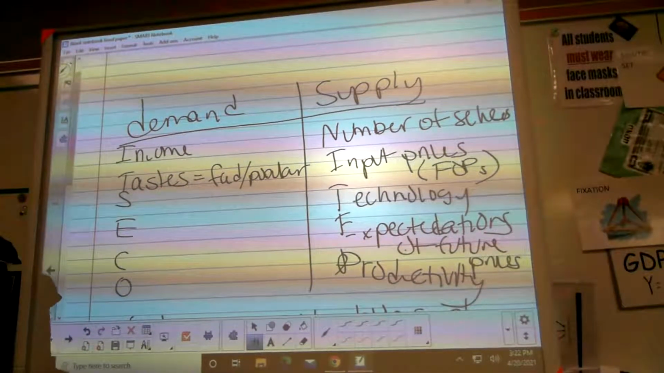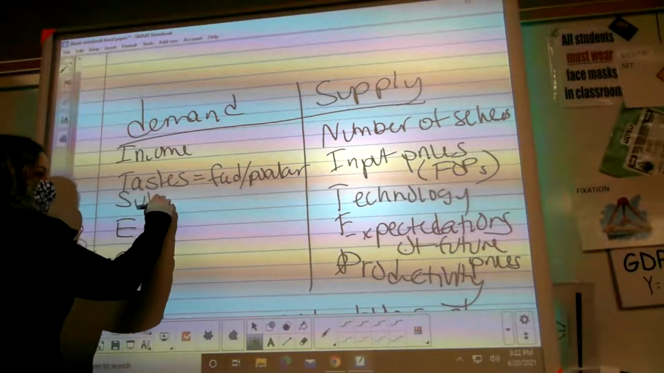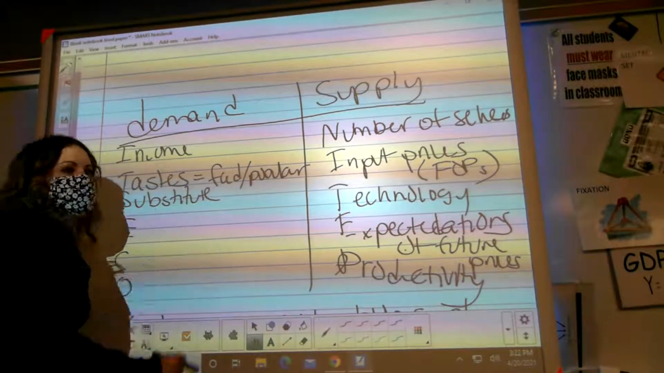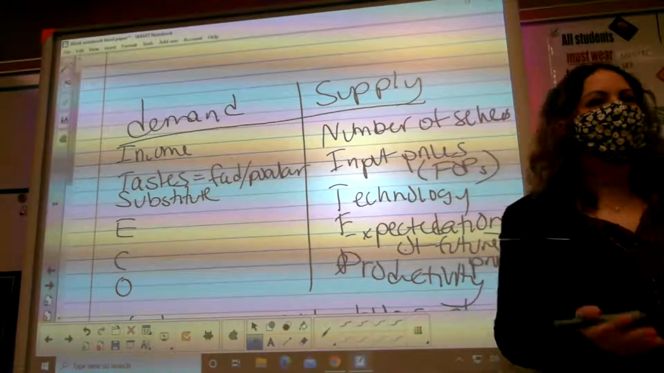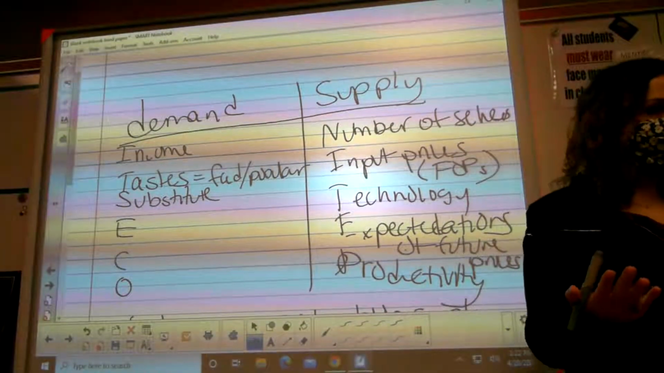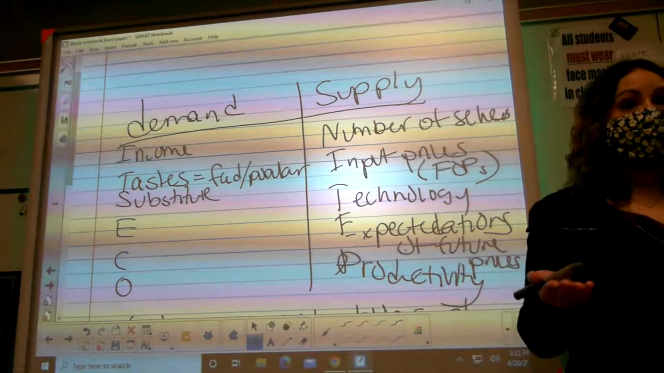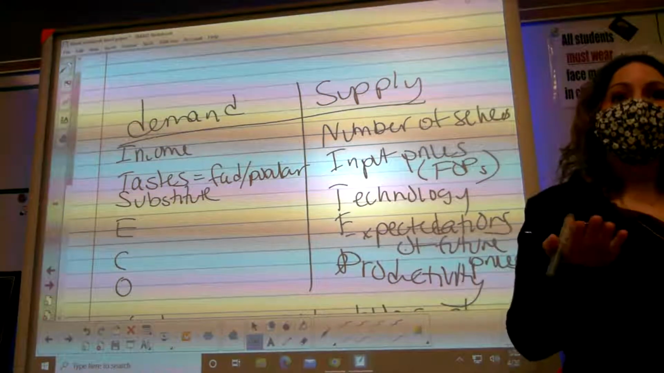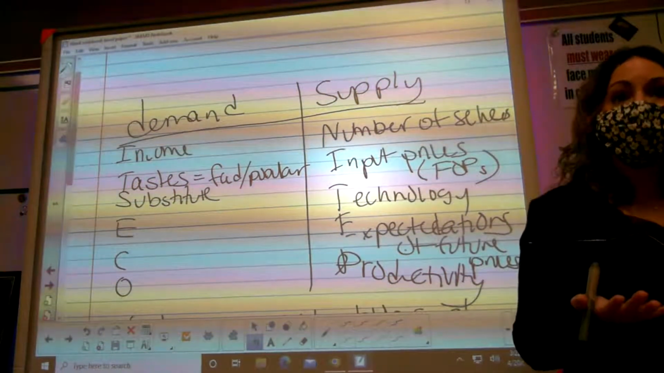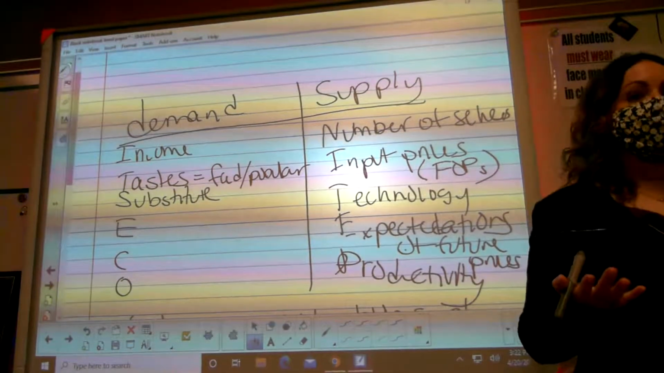S would be a substitute. What's the substitute of ice cream? Sherbet. Sure. So let's say that you're at the grocery store and you've got ice cream and you've got sherbet. We're graphing ice cream, but the substitute is sherbet. And let's say sherbet prices are really high. What's going to happen to your demand for ice cream?